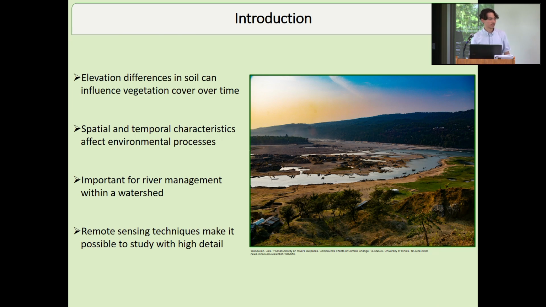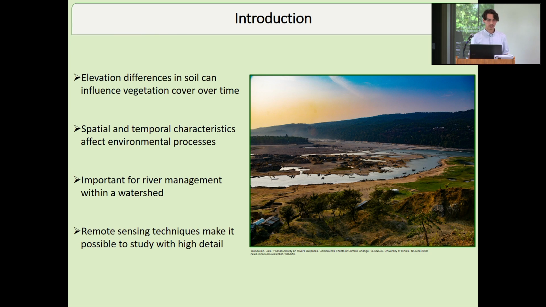These are spatial and temporal characteristics that can have an effect on many environmental processes, and these environmental processes have an effect on the concentration of rivers and streams. So being able to understand the processes that affect the composition of rivers is critical for managing that river within a watershed.